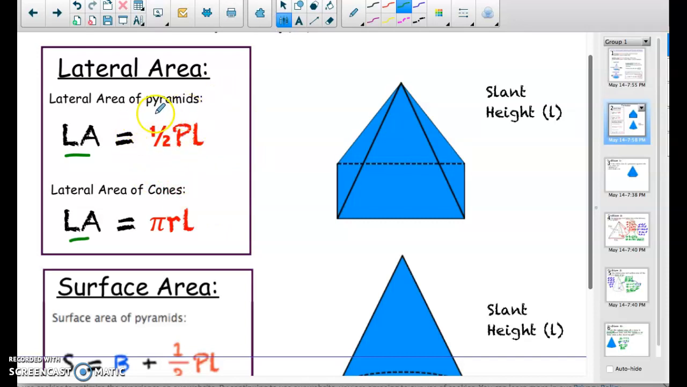For the lateral area of a pyramid, what you're going to need is the perimeter of the base. This capital P here stands for perimeter of the base, and the L stands for slant height.